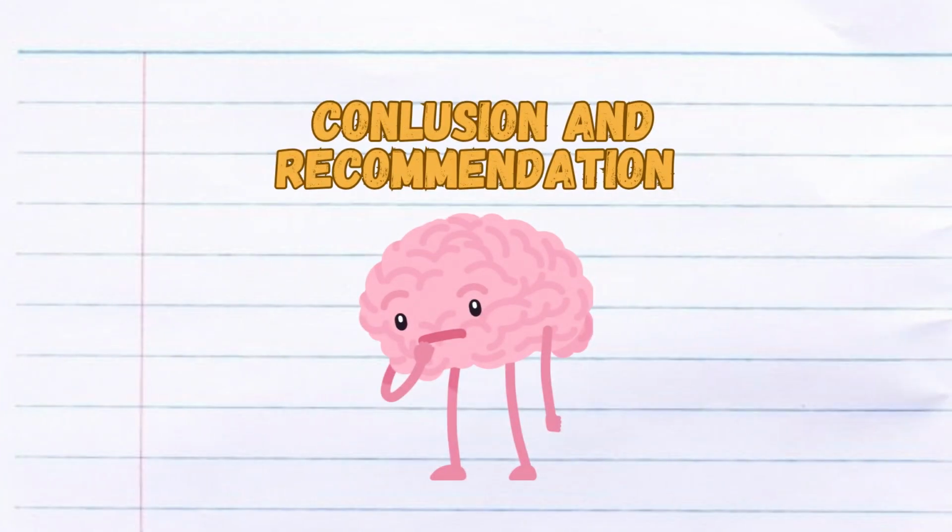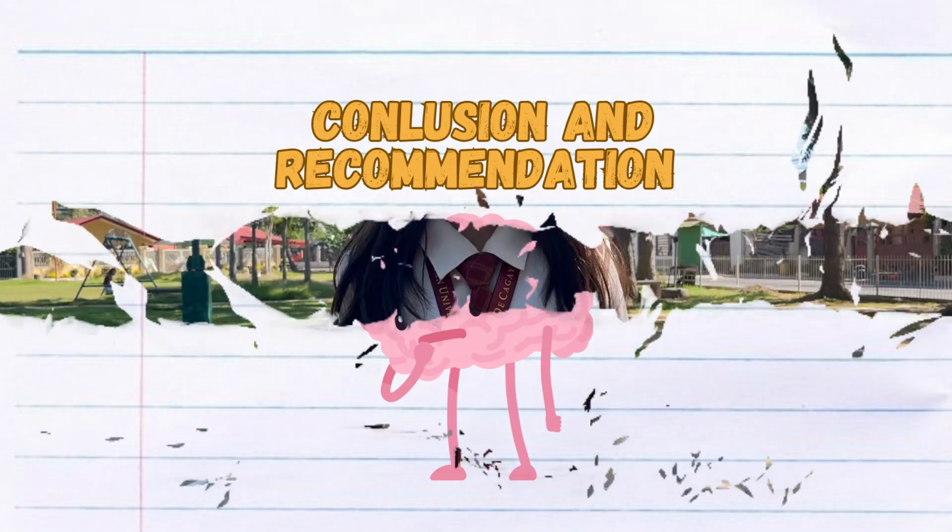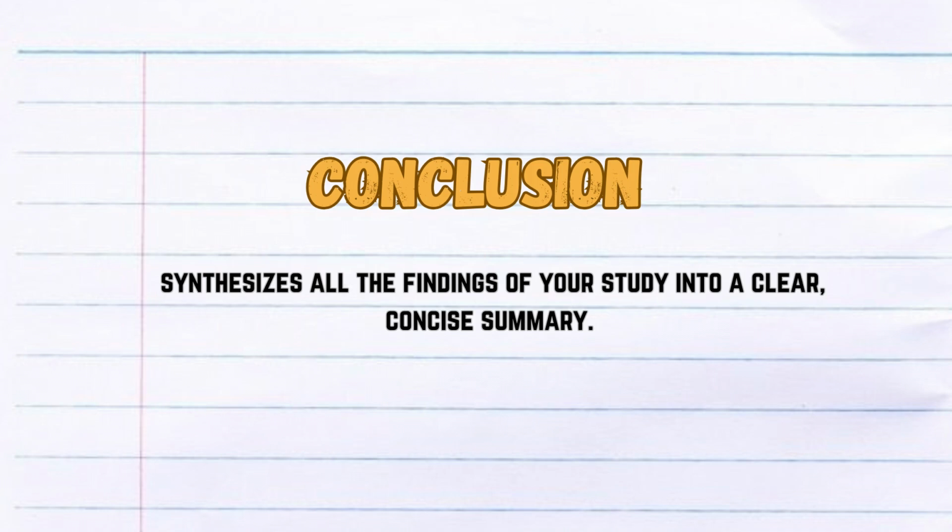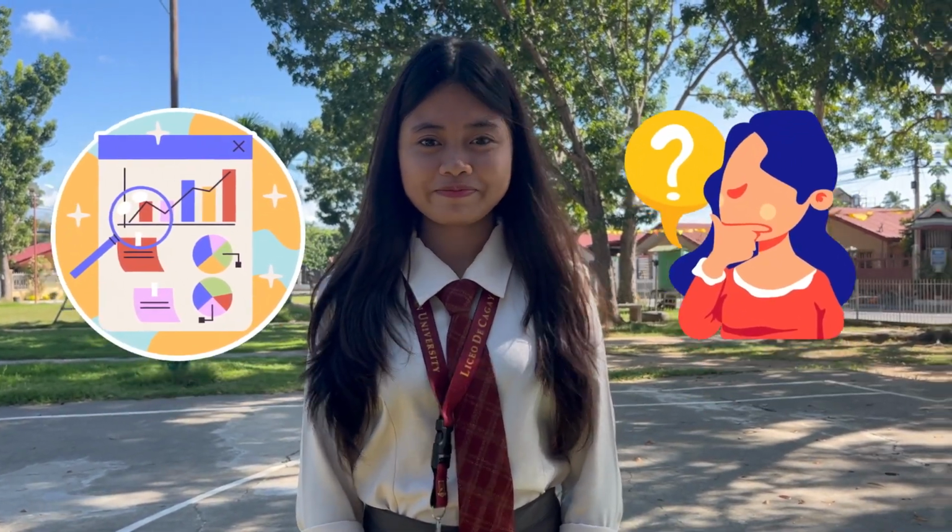What exactly is a conclusion and recommendation in a research paper, and why are they so important? A conclusion synthesizes all the findings of your study into a clear, concise summary. Think of it as an argument, where you explain what your data says and why it matters. Recommendations suggest future actions based on your findings. Here are some steps to help us write a good conclusion.